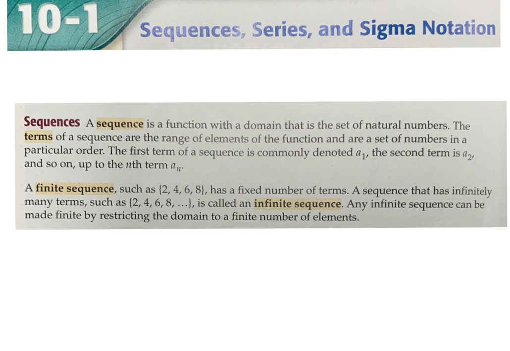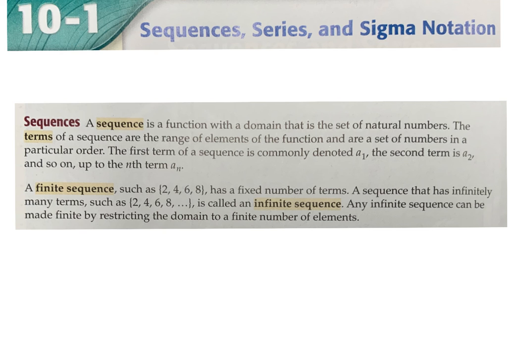Terminology: a sequence is a function with a domain that is the set of natural numbers. The terms of a sequence are the range of elements of the function and are a set of numbers in a particular order. The first term of the sequence is commonly denoted by a sub 1, the second term a sub 2, and so on and so forth, up to a sub n. So a sequence is really just a series of numbers. It's just a set of numbers.